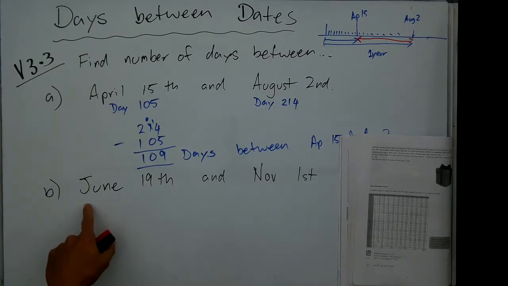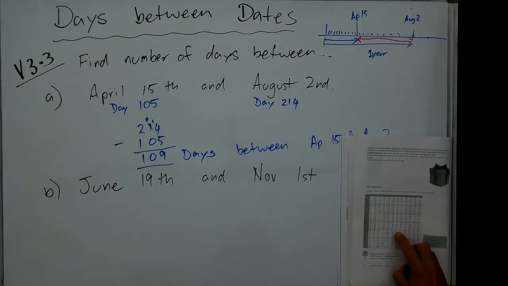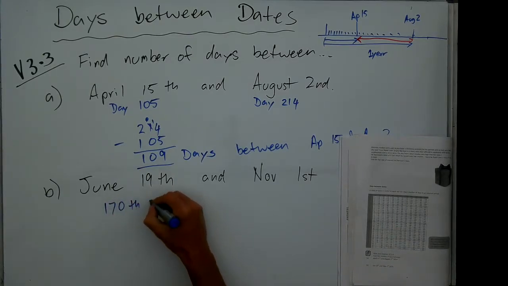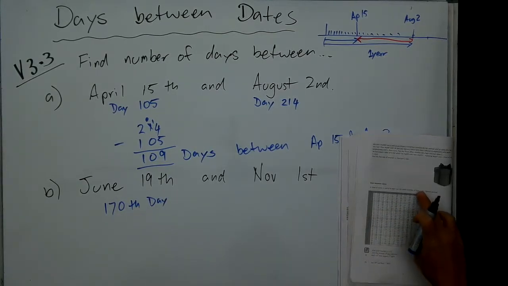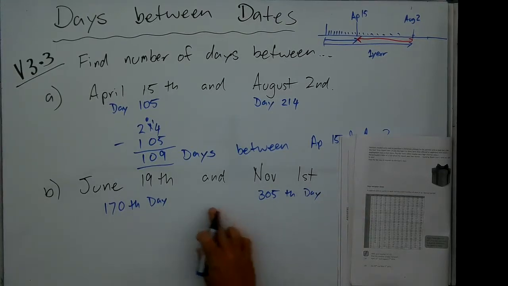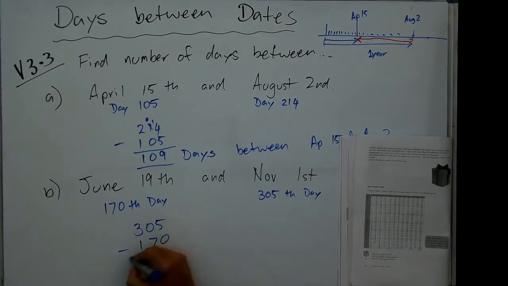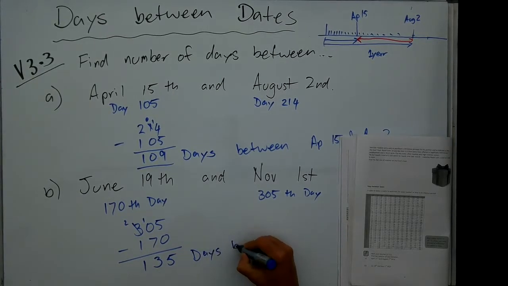Okay, so the second example, between June 19th and November the 1st. I'm going to come across to June, down to 19th. It is the 170th day of the year. And November 1st is the 305th day. So to work out how many days in between, again I'm going to take this one from that one. 305 take away 170 is 135 days between. That's essentially it.